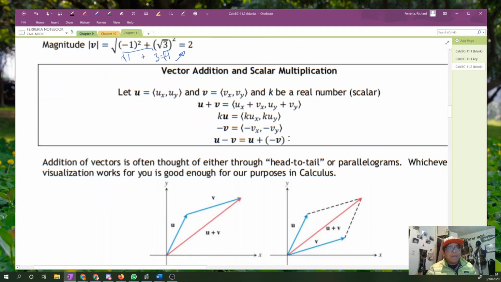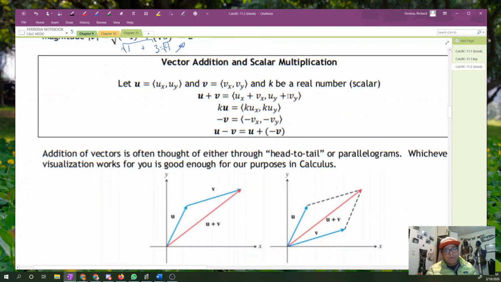Okay, if you add two vectors, you just add their components, straightforward. If you multiply a vector by a scalar, you just multiply each of the components by that scalar. The opposite of a vector, negative vector, is the opposite of each of their components. And if we're going to subtract two vectors, well, then you're just adding the opposite of a vector. All of those kind of make sense.